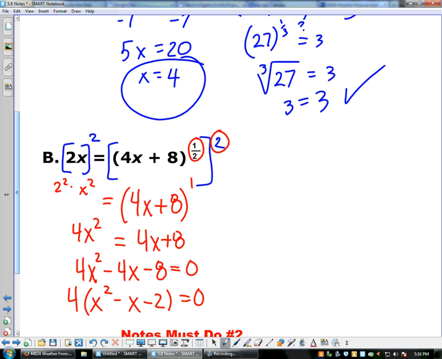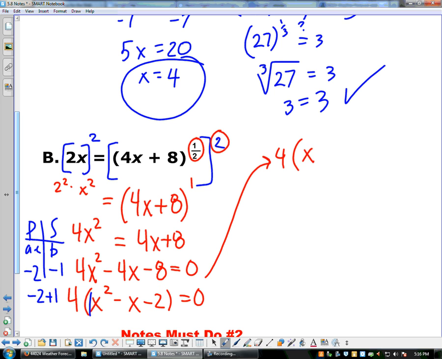Now, in order to solve that, that sets us up pretty nicely for product sum. Remember, my product in this case is always a times c. So that's going to be 1 times -2, or -2. My sum is my b value. My b value in this case is -1. So two numbers that multiply to -2 and add to -1 will be -2 and +1. Kind of carrying up over here on the side, I had a 4 out front, and I'm going to product sum. Now I can use that shortcut since a was 1: x minus 2, x plus 1 equal to 0.